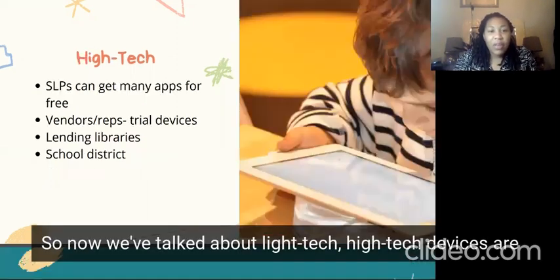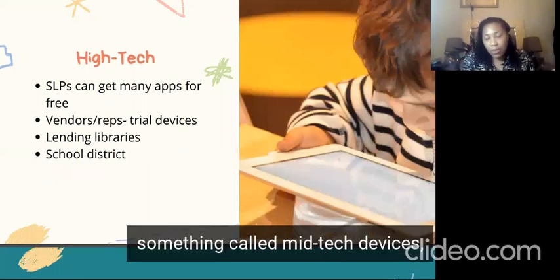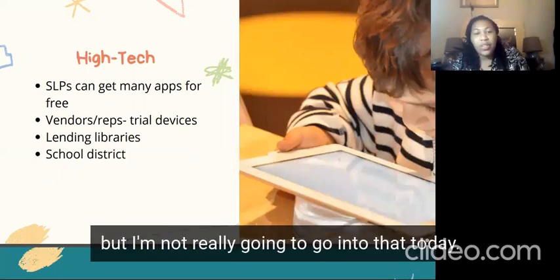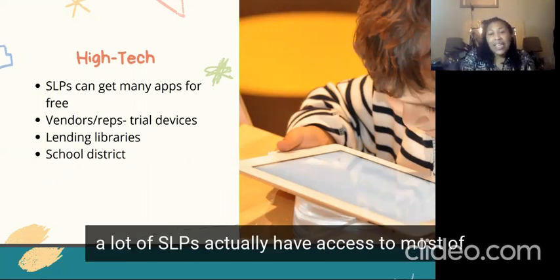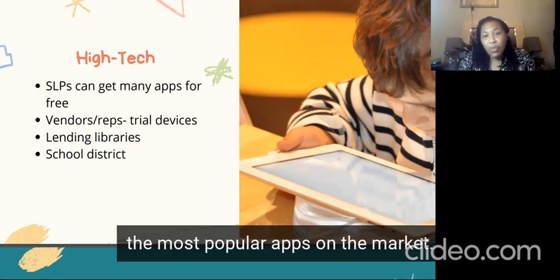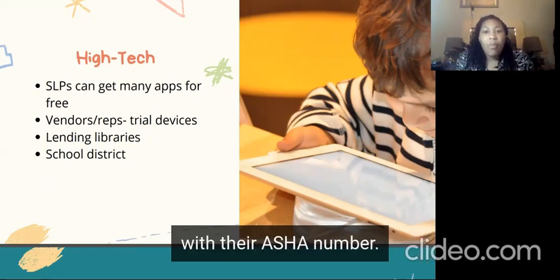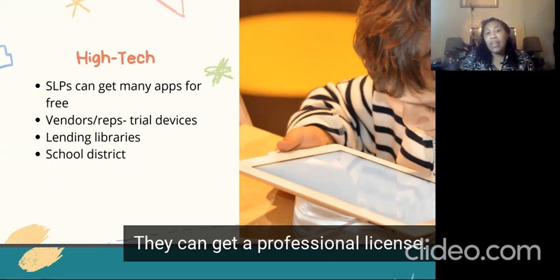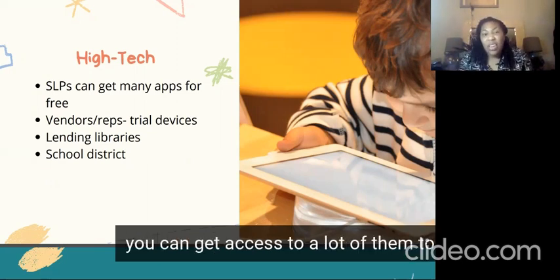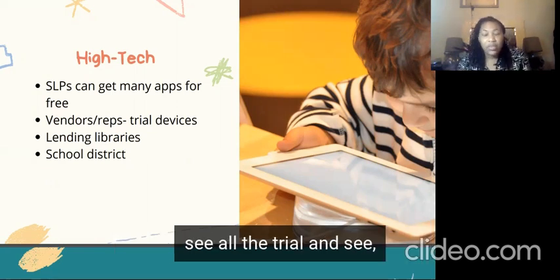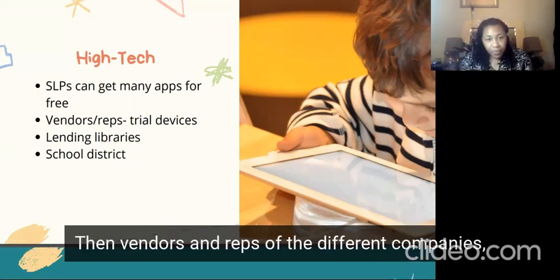So now we've talked about light tech. High-tech devices are also accessible. There are also something called mid-tech devices, but I'm not really going to go into that today. So high-tech devices, a lot of SLPs actually have access to most of the most popular apps in the market. With their ASHA number, they can get a professional license. If they have an iPad already, you can get access to a lot of them to be able to trial and see which one is a good fit for you.